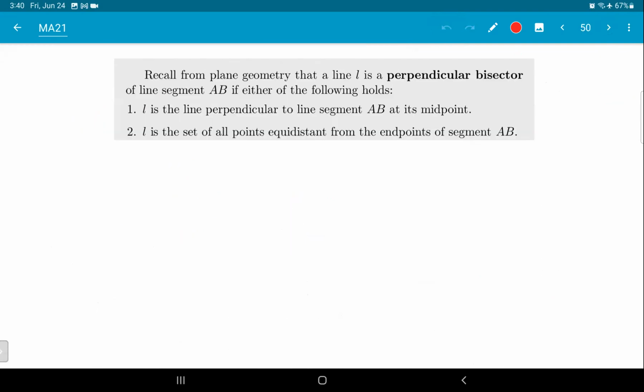If you recall, the perpendicular bisector of a line segment satisfies the following. If you have a line segment AB, then the perpendicular bisector bisects the line segment. So it will pass through the midpoint, diba? It will pass through the midpoint.